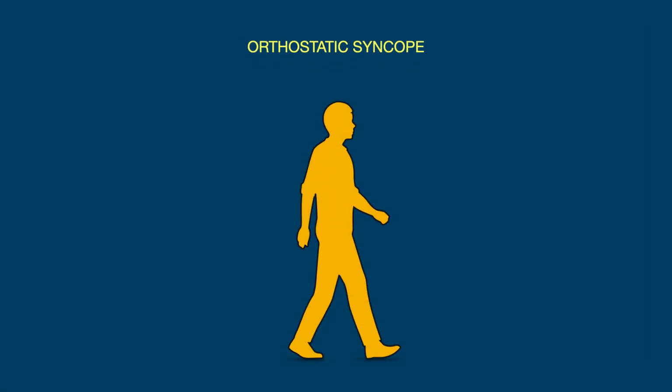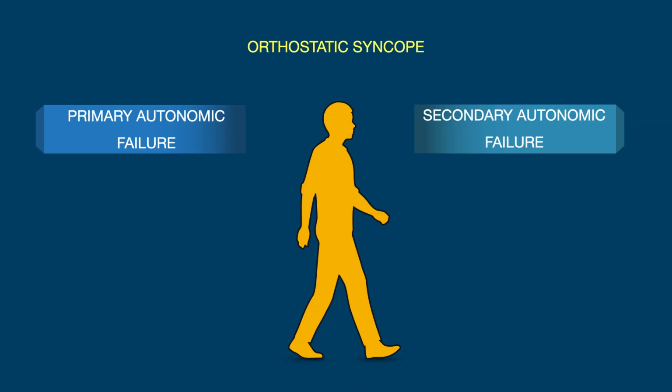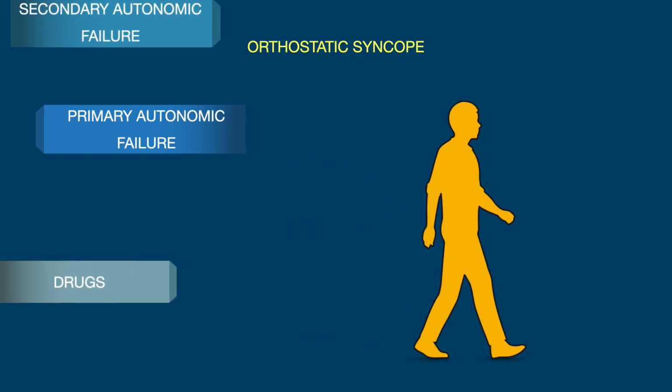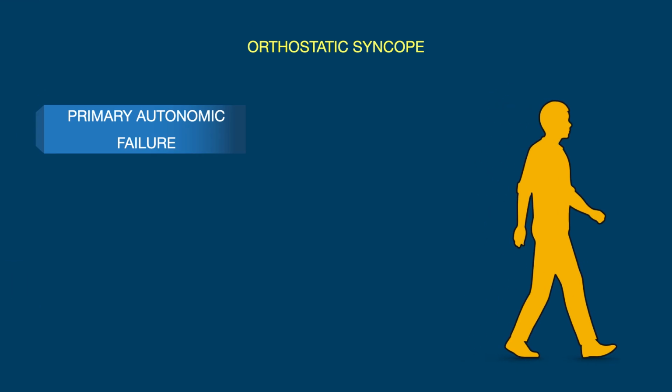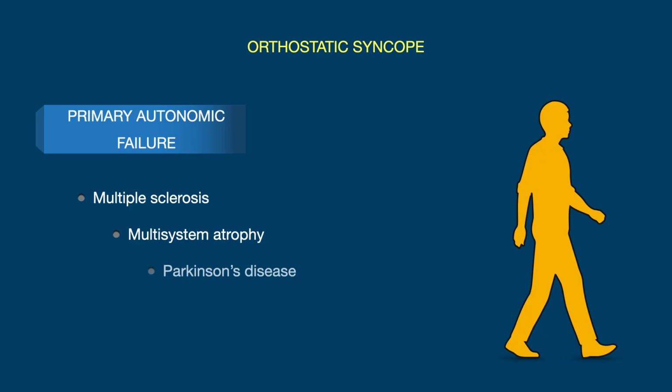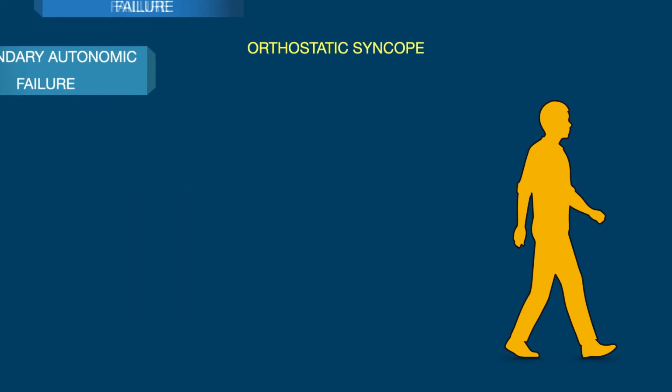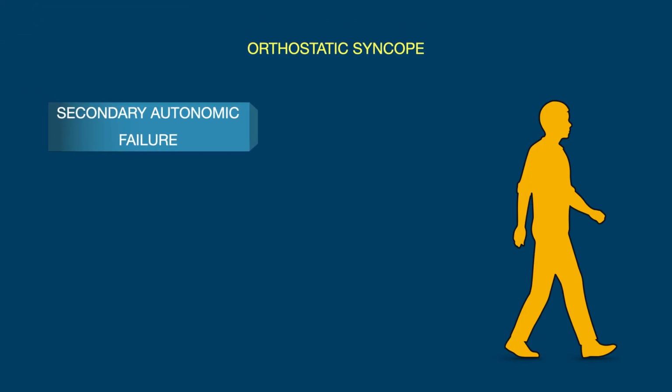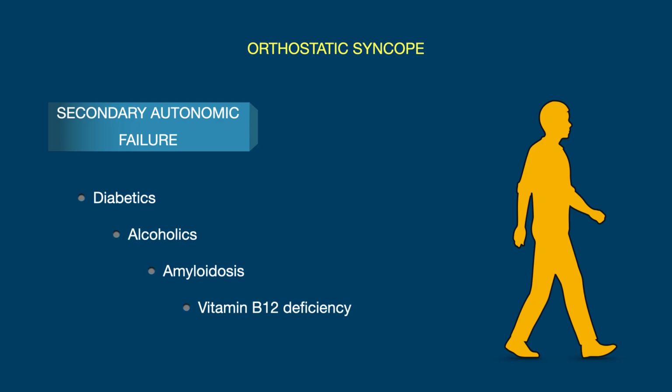Syncope due to orthostatic hypotension can occur through several mechanisms: primary autonomic failure, secondary autonomic failure, volume depletion, and drugs. Primary failure of the autonomic system can be secondary to multiple sclerosis, multisystem atrophy, Parkinson's disease, and Wernicke's encephalopathy. Secondary autonomic insufficiency can be due to peripheral neuropathy as seen in diabetics, alcoholics, amyloidosis, and vitamin B12 deficiency.